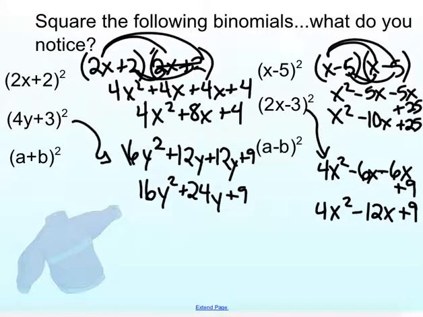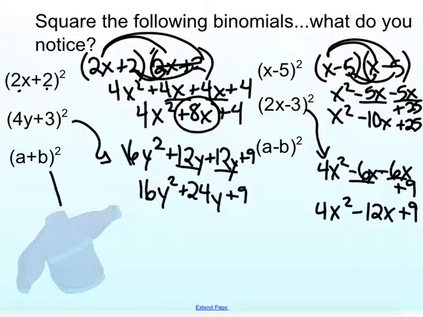Now there are a couple different patterns that we want to be able to see here. The number one pattern that we often point out is the fact that when we have a binomial times itself, we end up with this same linear term inside: the 4x and 4x, 12y and 12y, negative 5x, negative 5x, negative 6x, negative 6x. So when we do a binomial times itself, we end up with this linear term that is our first term, so 2x, times 2, so first term times second term, and we have 2 of those.